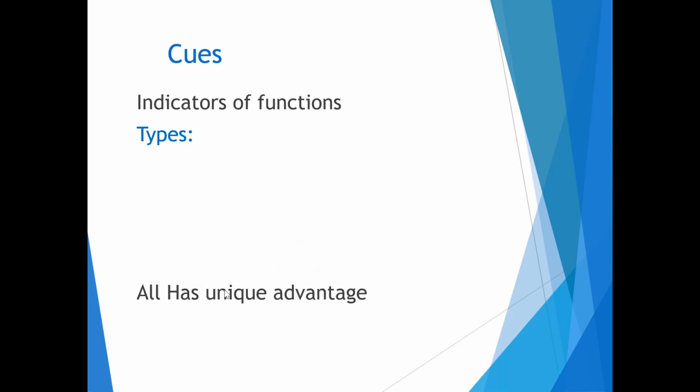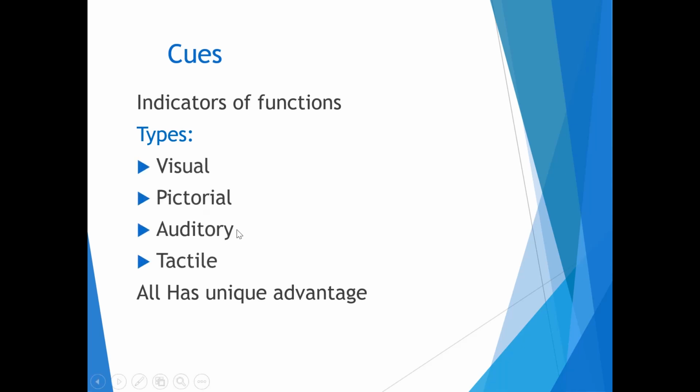Now we can see some cues. Cues are basically indicators of functions. Cues may be visual, pictorial, auditory and tactile. Each type of cue has unique advantages in the operation of devices. Visual indicators provide rich cues that have special context sensitive and quickly recognized attributes.